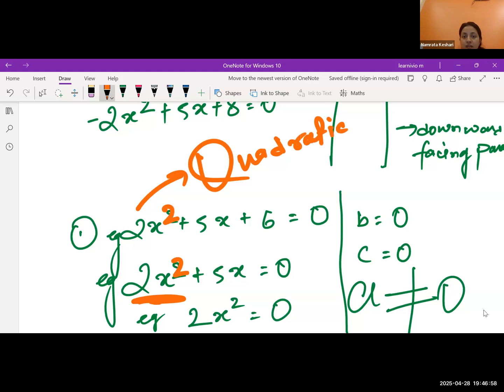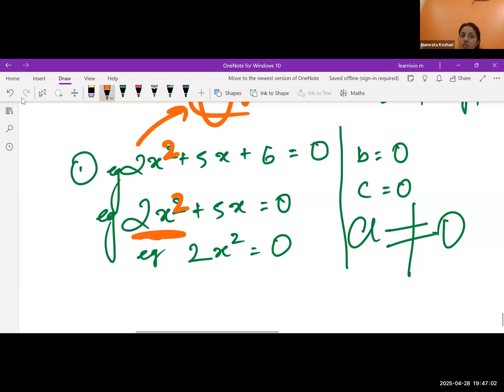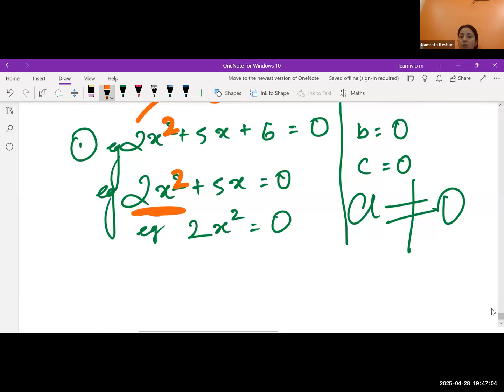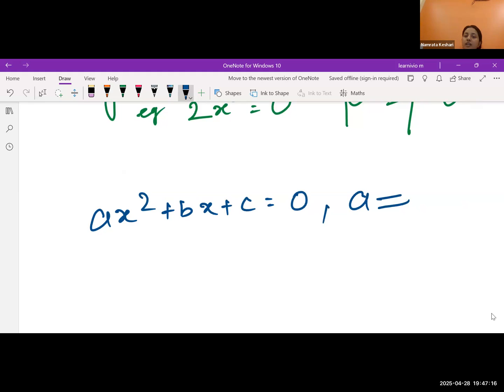Always, whenever you encounter a quadratic equation in your book, the general form is ax square plus bx plus c is equals to 0. Always it will be written there that a should not be 0. Why? Because once a is 0, this x square will vanish from here. This will completely be 0, and you will be left with just bx plus c.